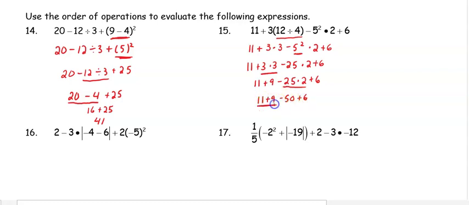Next we have 11 plus 9, which is 20. So we have 20 minus 50 plus 6. Next we can do our subtraction. So that gets us negative 30 plus 6, which is then negative 24.